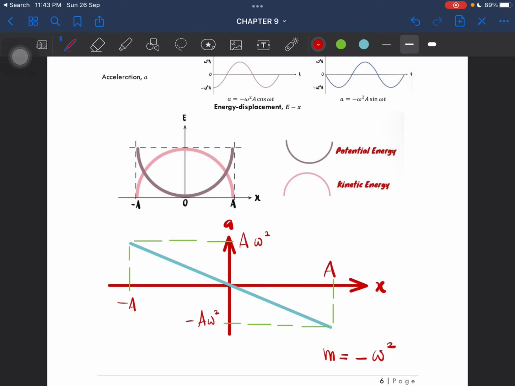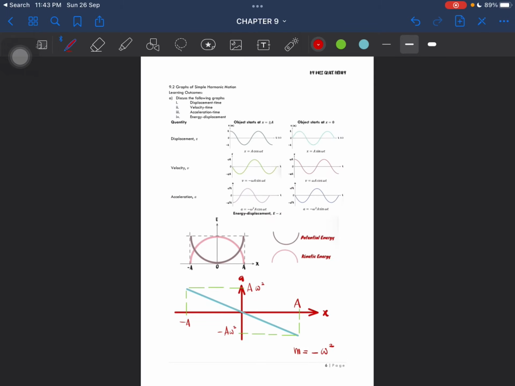Alright, okay, so that is basically the theory part for graphs of simple harmonic motion. So in this subtopic, you just have to be able to draw the following graphs. Alright, that's it for 9.2.